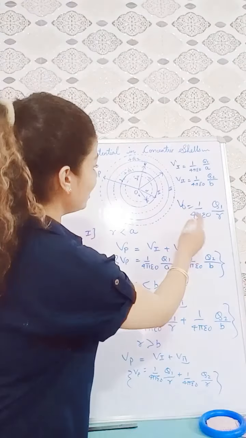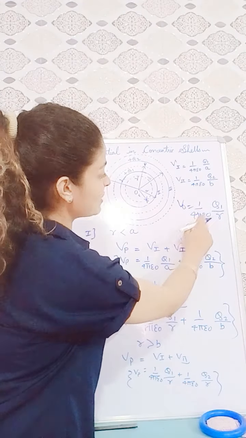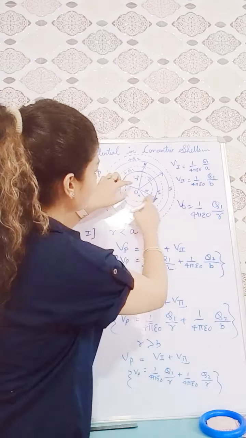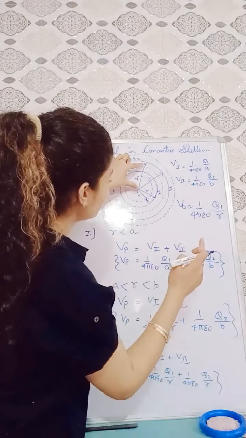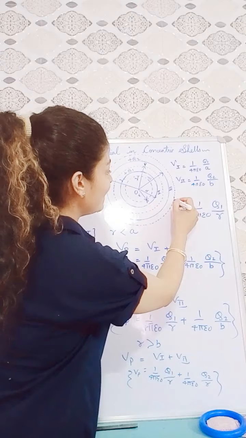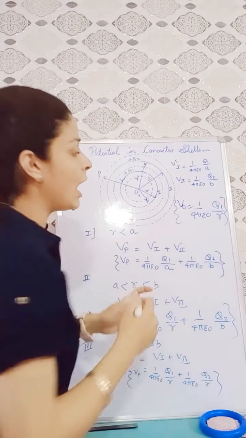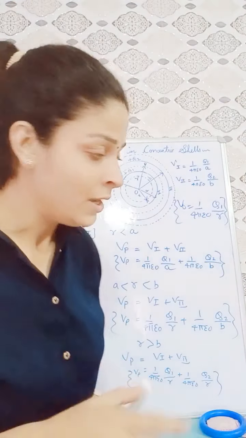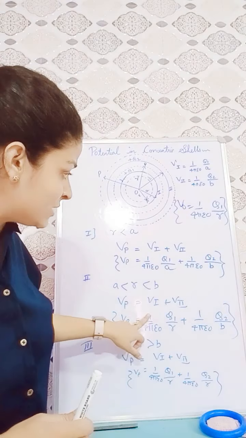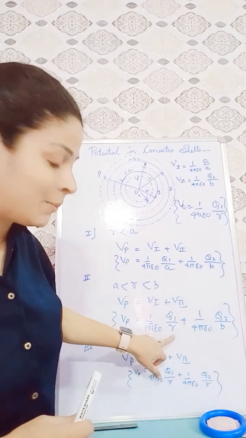The potential will be 1 upon 4 pi epsilon naught, as the charge distributed on the first shell is q1 and the distance is small r. So this is the potential at an outside point due to the first shell. So we can write V1 as 1 upon 4 pi epsilon naught Q1 by r.